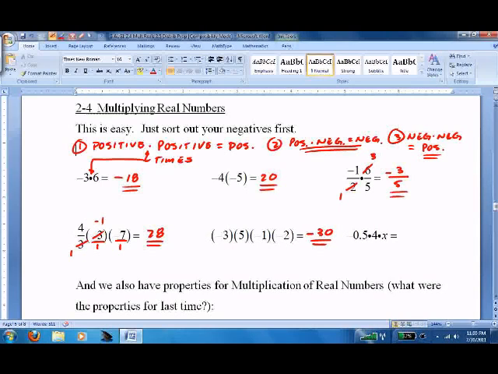And now we actually might have a decimal because we have a decimal in the question. So negative 0.5 times 4 times x. Well, what do we do with that x? Well, it just comes along for the ride. So we get negative 0.5 times 4 is negative 2, and x. And that's it.